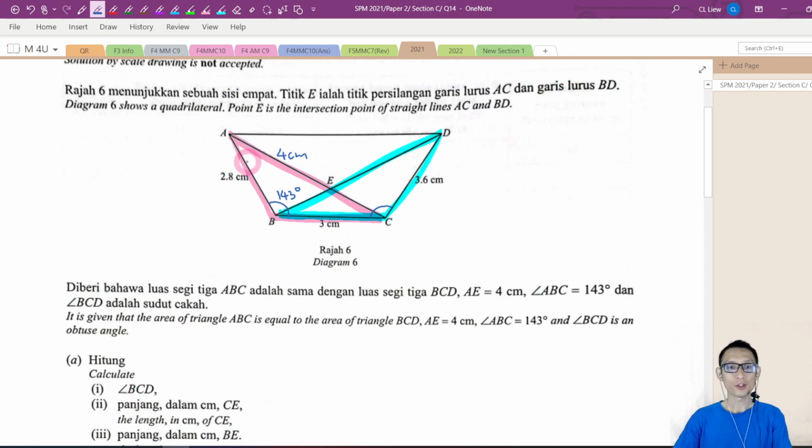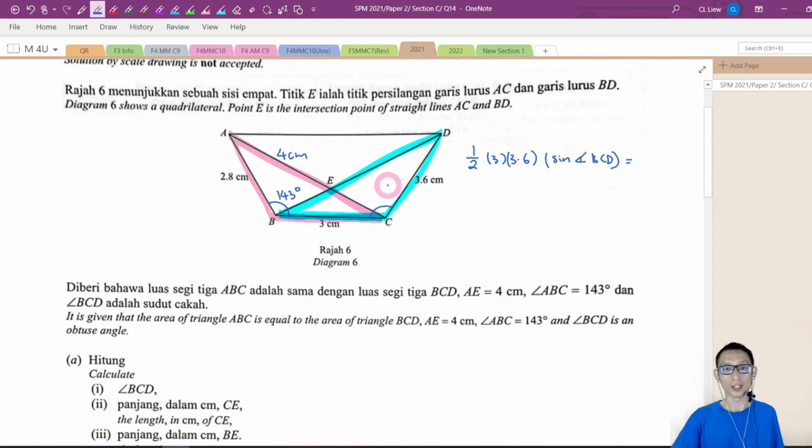Given by the question, these two triangles have the same area. So I'm going to use this information to help me form an equation, and we will be able to get the angle of BCD. Try to think, how do we get the area of this triangle BCD? 1/2 times 3 times 3.6 times sine of this angle, the size of angle BCD. This is how we get the area of this triangle.